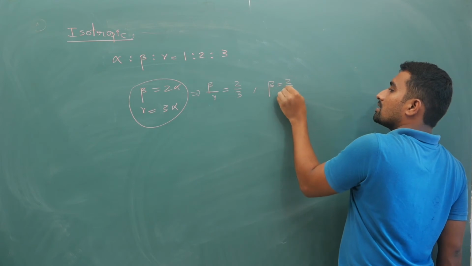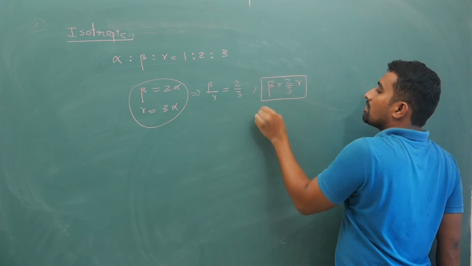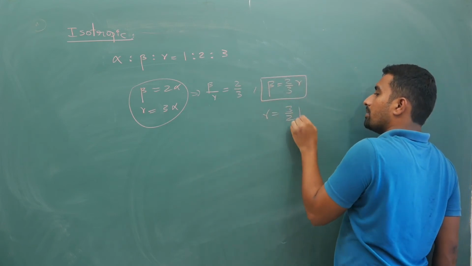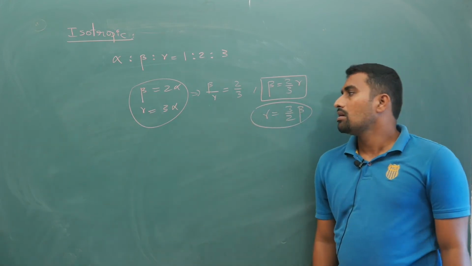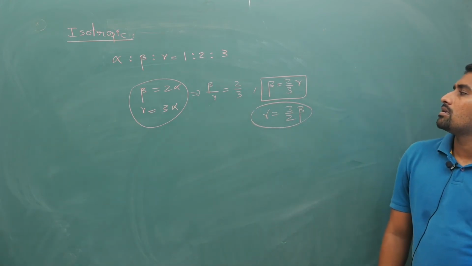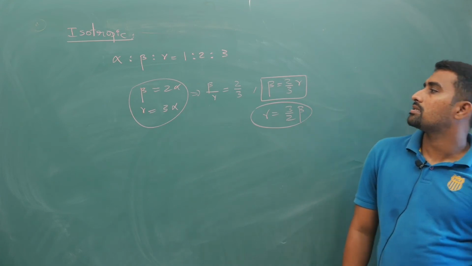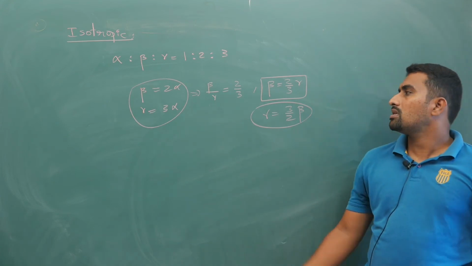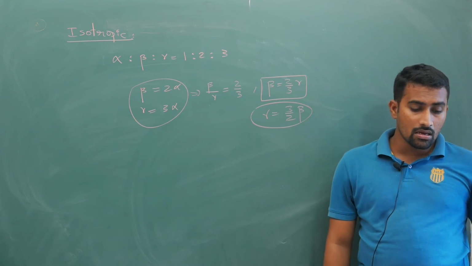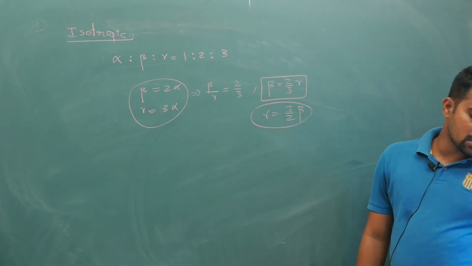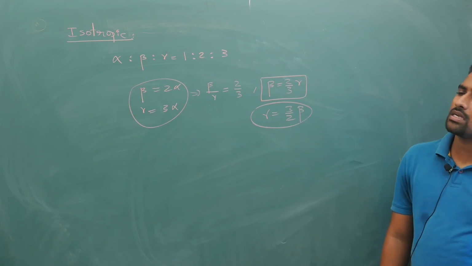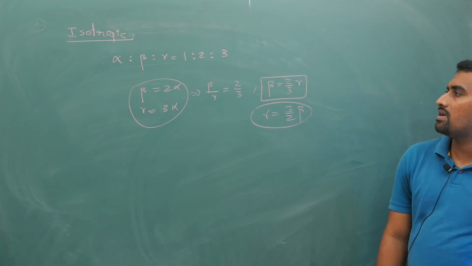Your beta is 2 by 3 gamma, gamma is 3 by 2 beta. Depending upon whatever is asked, you simplify accordingly. So beta is 2 alpha, gamma is 3 alpha. These relations you can use in the problems. So with this, hope you have got some basic idea of linear expansion.